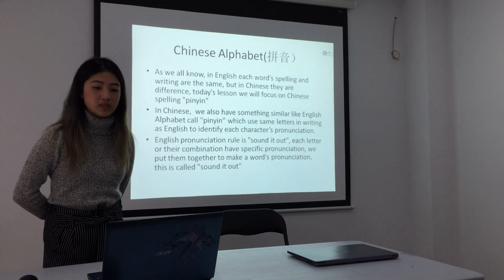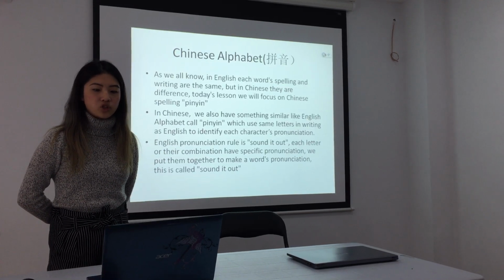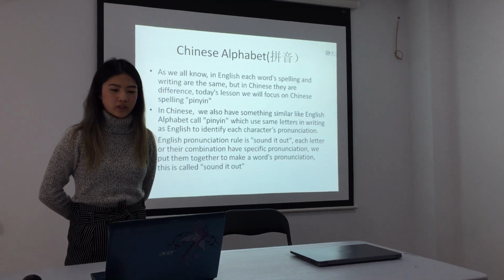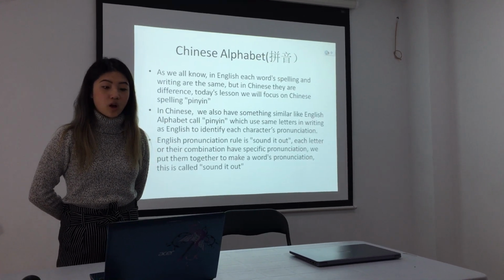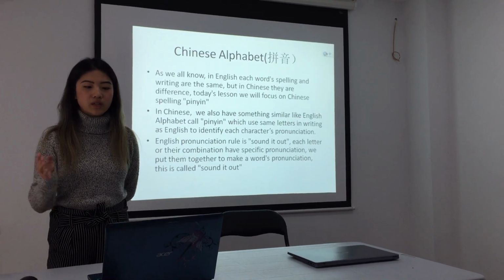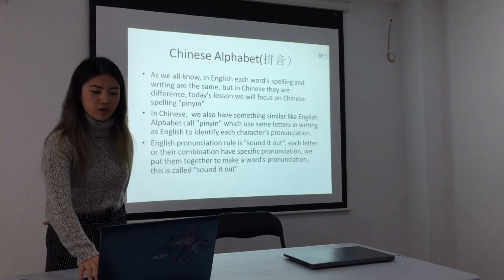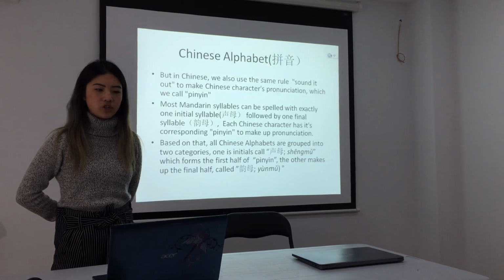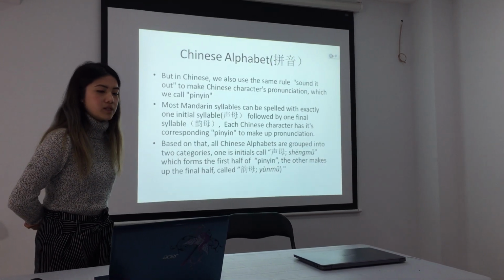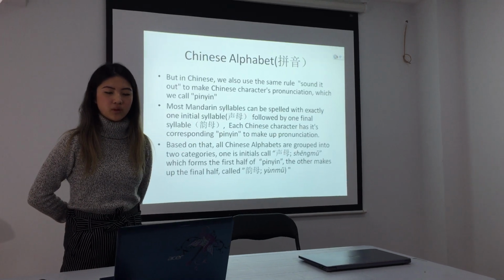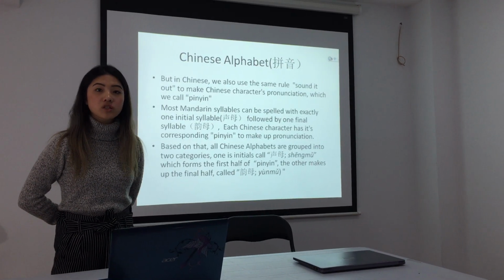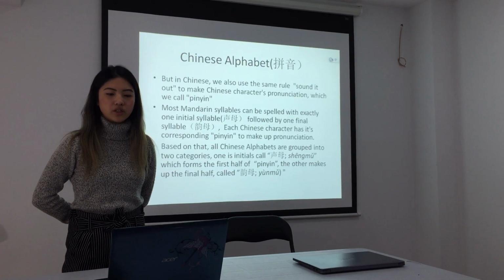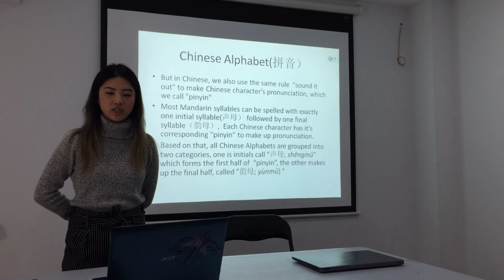In Chinese, we also have something similar to the English alphabet, which uses the same characters in writing as English to identify the pronunciation. In English, we sound it out. Each letter or combination has specific pronunciations. We put them together to make a word's pronunciation, and this is called sounding it out. In Chinese, we also use the same rule to make a Chinese character's pronunciation, which we call pinyin. Most Mandarin syllables can be spelled with exactly one initial syllable followed by one final syllable. The initial syllable is called shengmu, and the final syllable is called yunmu. Each Chinese character has its corresponding pinyin to make up the pronunciation.